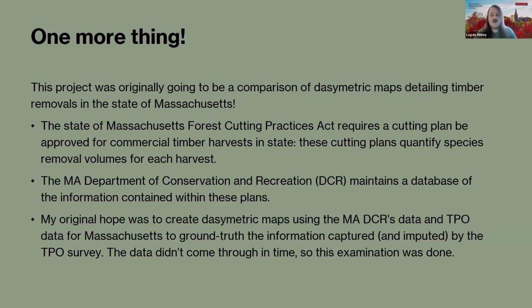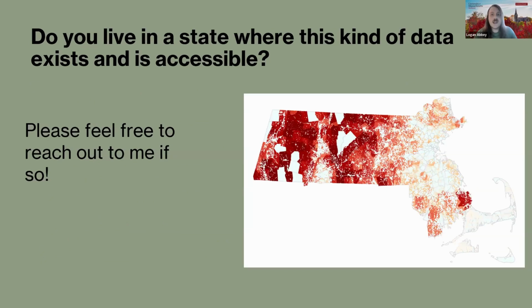So my hope was to create a dasymetric map using the DCR's data and one for the TPO data as well to try and ground truth the information captured and imputed by the TPO survey. We weren't able to get that data in time, so I did this examination instead. But we haven't completely let go of that idea. Here is a dasymetric map that I made using the 2019 TPO data of the state of Massachusetts. And I guess I will take this opportunity to perhaps solicit if anybody lives in or knows of a state where timber harvest removal data exists and is accessible.